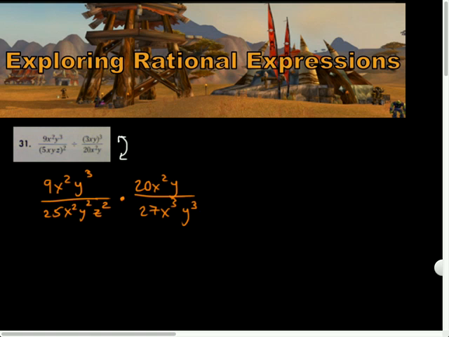All right, and now I've got a whole lot of simplifying to do. Let's see, 5 goes into 20 4 times and into 25 5 times. 9 goes into 9 once and into 27 thrice. x squared and x squared cancel out here. This y squared cancels out y to the third, leaving 1. This x squared cancels out with this x to the third, leaving 1. And this y cancels out with this y to the third, leaving 2.